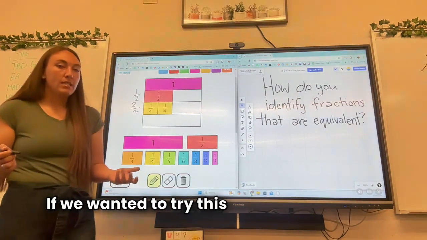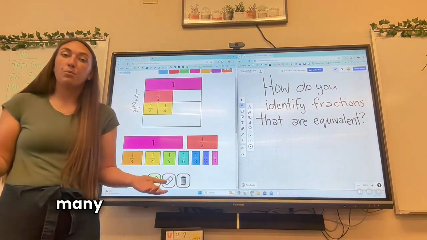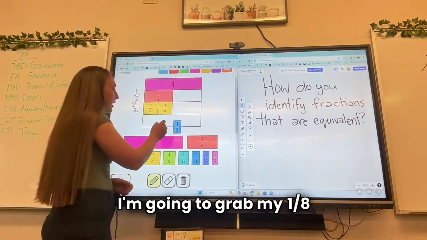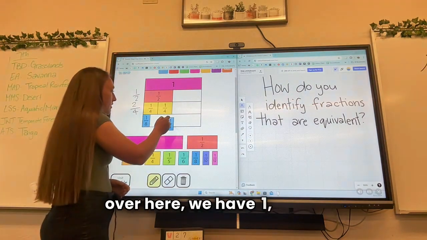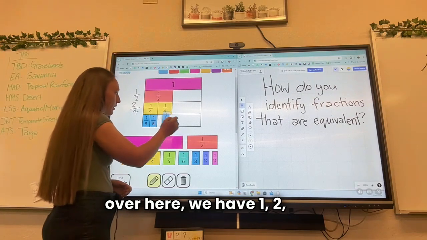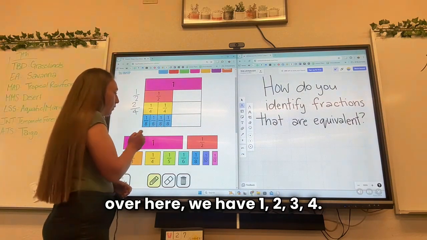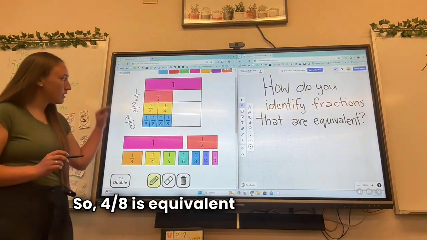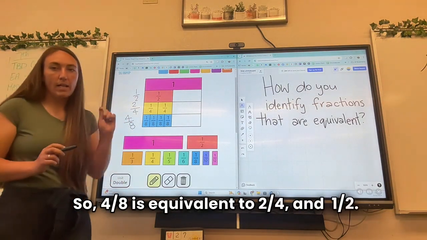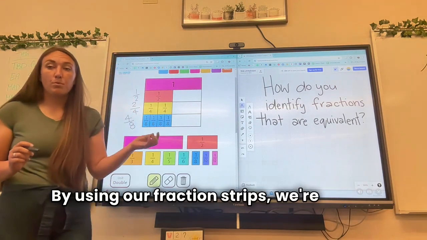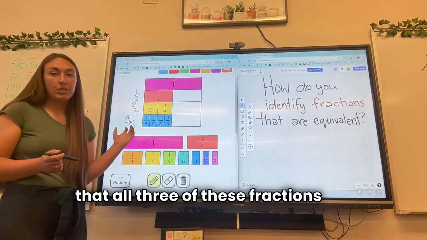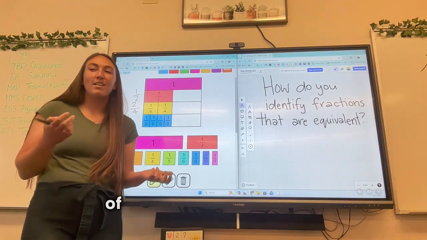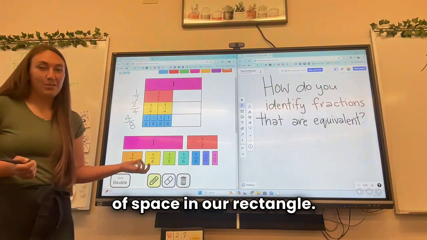If we wanted to try this with, let's say, how many 1/8ths does it take to equal 1/2? I'm going to grab my 1/8ths over here. We have 1, 2, 3, 4. So 4/8ths is equivalent to 2/4ths and 1/2. By using our fraction strips, we're able to see that all three of these fractions are equivalent because they represent the same amount of space in our rectangle.